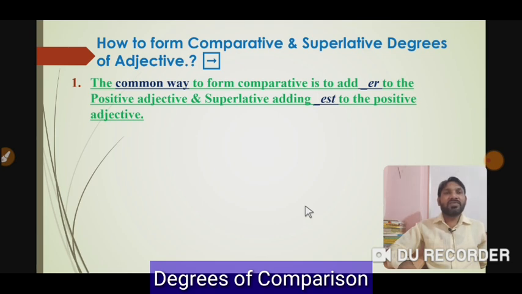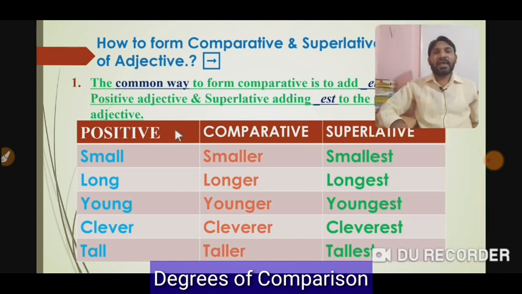The common way to form the comparative is to add er to the positive adjective, and the superlative by adding est to the positive adjective. See the table here. In the first column the positive degree is given, in the second the comparative degree, and in the third the superlative degree. Positive degree or positive adjective, that is small. In comparative only er is added, and in superlative only est is added.